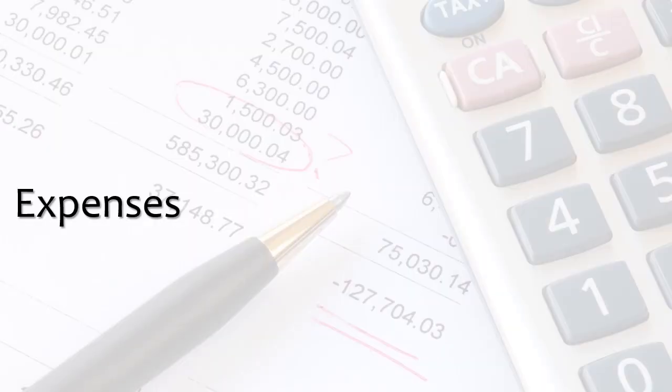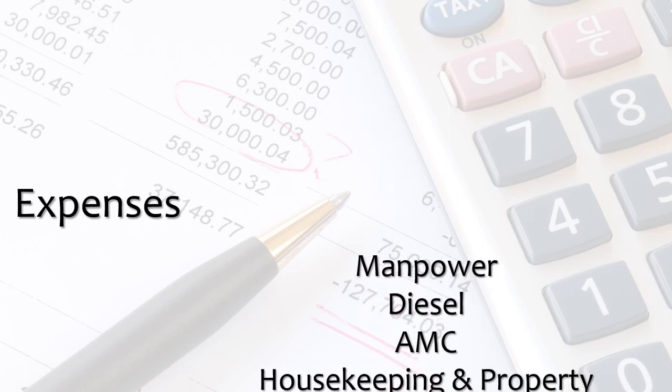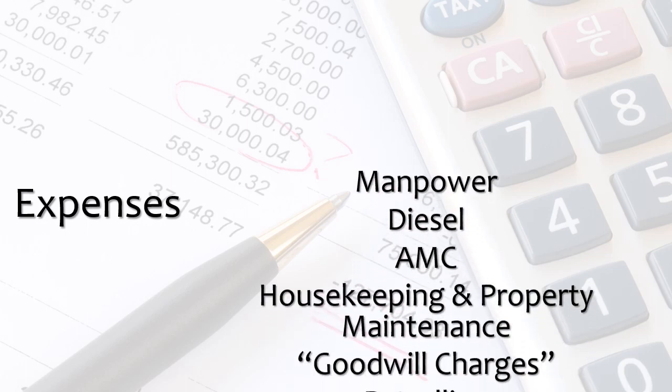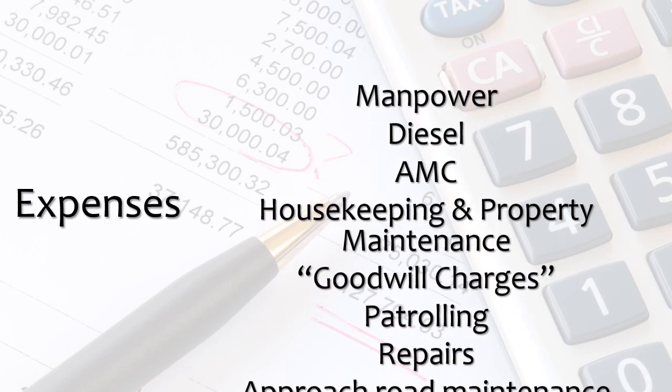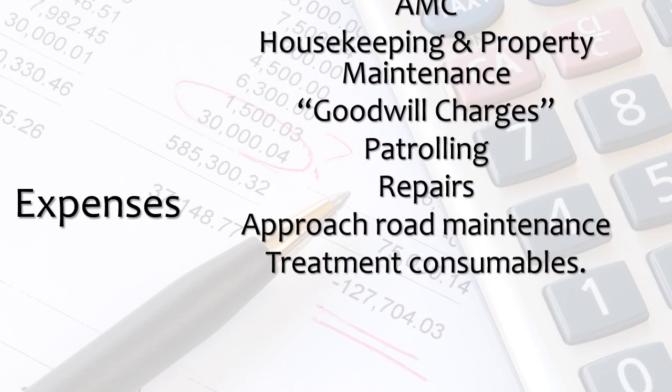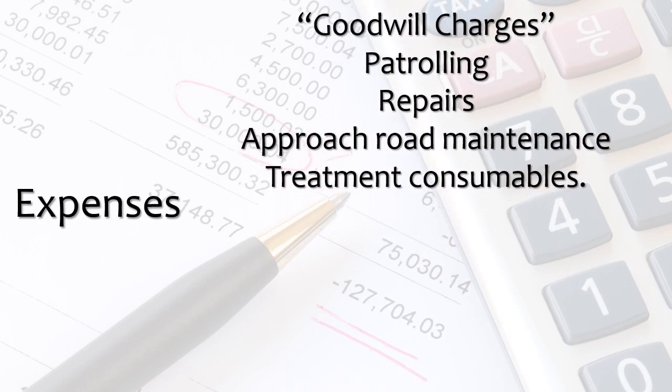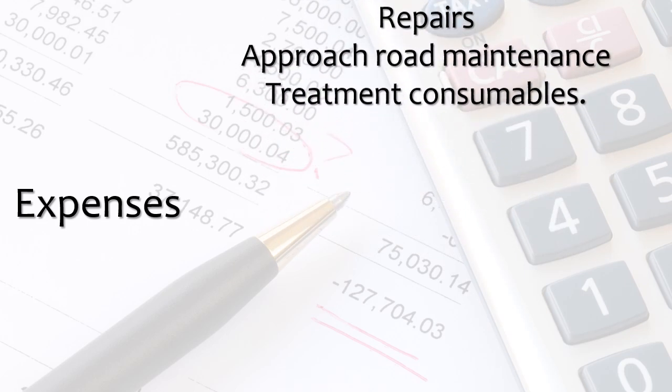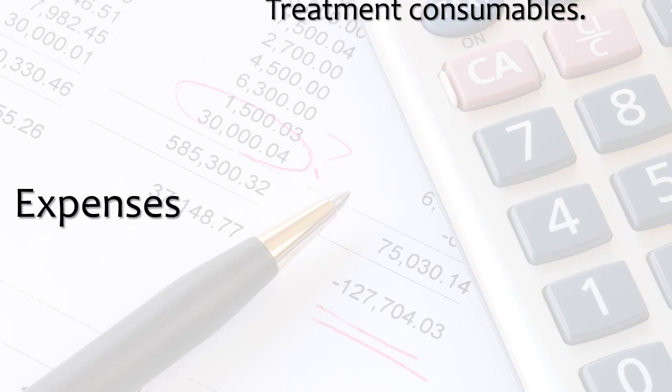Let us now take a look at the expenses that are shown to add up as C4 in the spreadsheet. These are costs of manpower, diesel, AMC for the equipment, housekeeping and property maintenance, goodwill charges paid to officials for smooth running, patrolling, repairs, approach road maintenance, and the consumables that are used for water treatment.